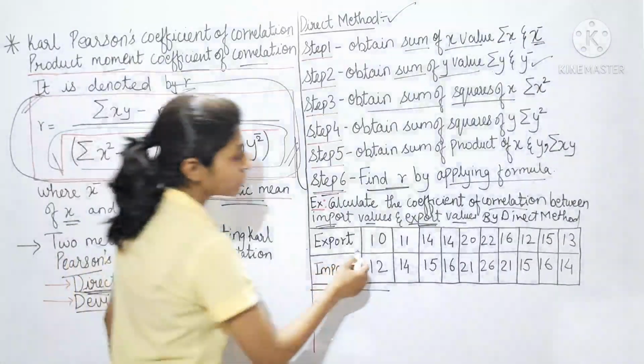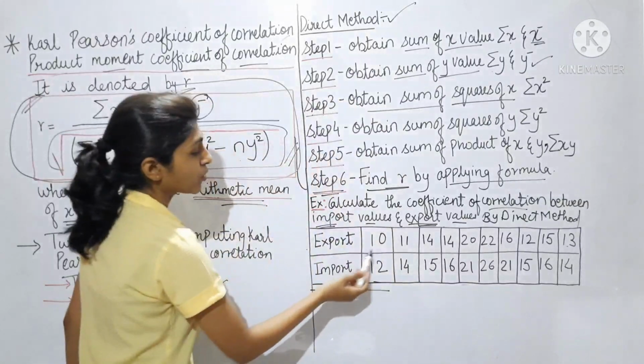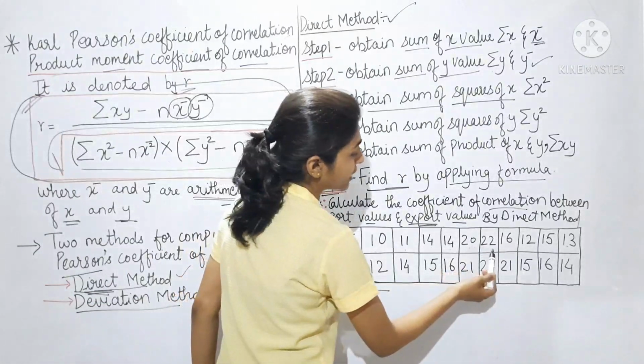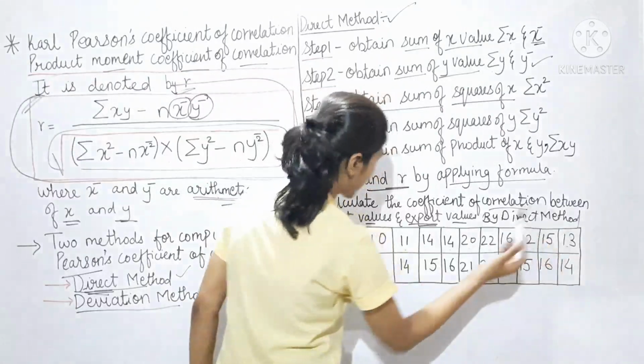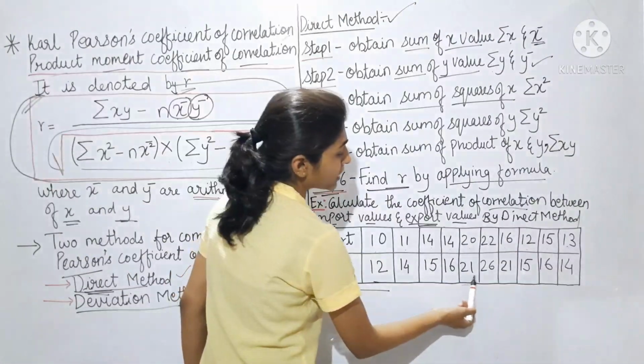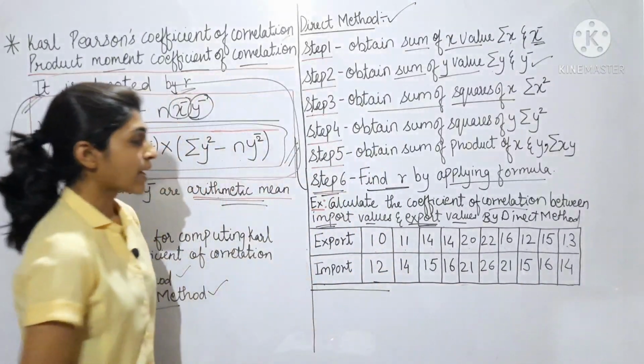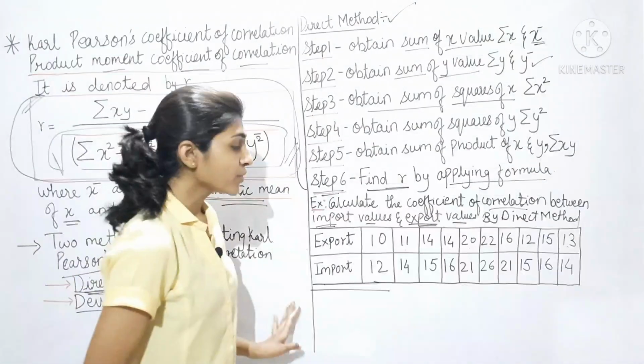So export values are this, import values are this. So export: 10, 11, 14, 14, 20, 22, 16, 12, 15, 13. Import values are 12, 14, 15, 16, 21, 26, 21, 15, 16, 14. So this is the example. Copy down in your notebook.